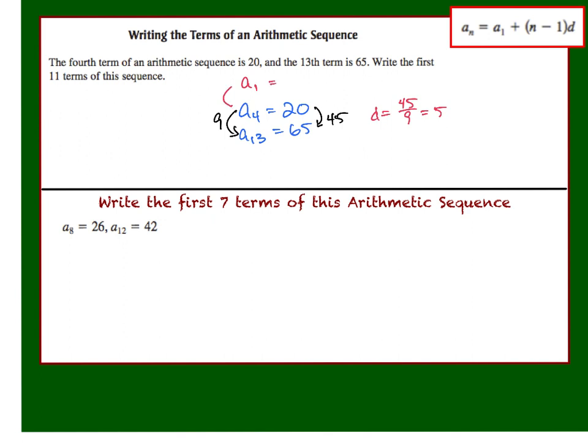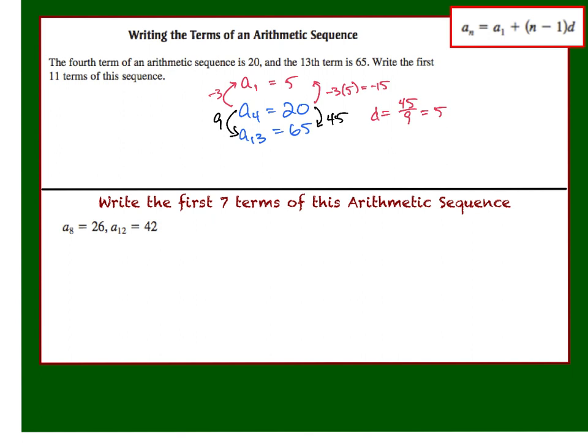And how did I get from a sub 4 to a sub 1? Not 3, but I want to say -3. I went backwards. So I'm going to go -3. To get from 4 to 1, I'm going -3. And the way to get here would be -3 times, what's my common difference? 5. So how far back would I have to go? -15. So now I have 20 and then -15, which would give me 5. So my a sub 1 starts at 5. You see how we did that?